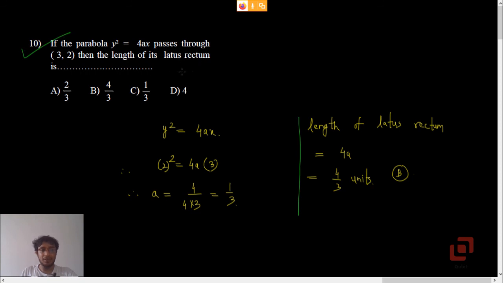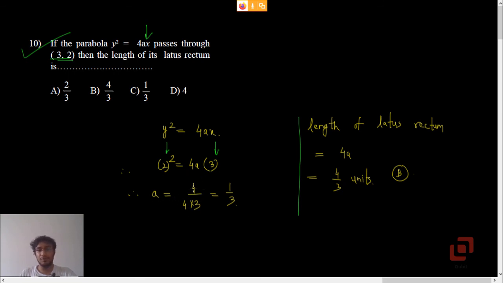Question 10, again a latus rectum question. If the parabola y squared equal to 4ax passes through the point (3, 2), then the length of its latus rectum is. First you should find the value of a. Because the parabola contains the point (3, 2), substitute y as 2 and x as 3 to get the value of a. Okay, and remember, in this case you will not get an integer. Okay, you will get a fraction.